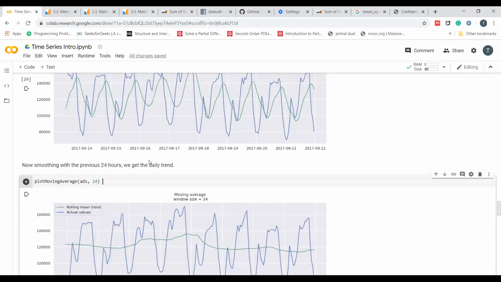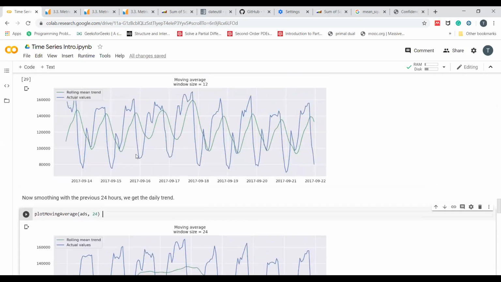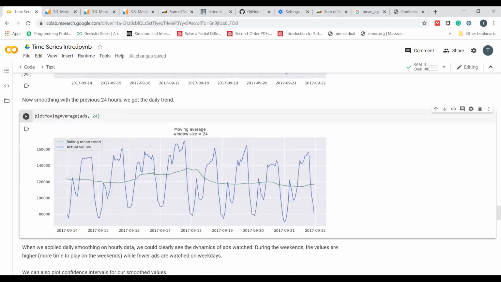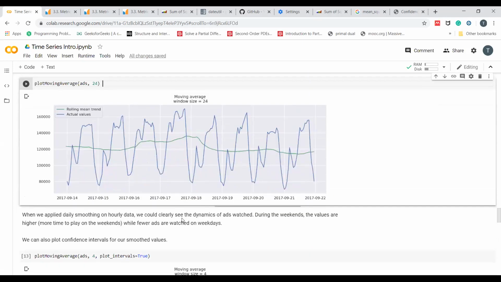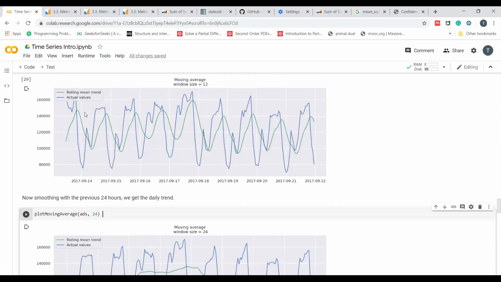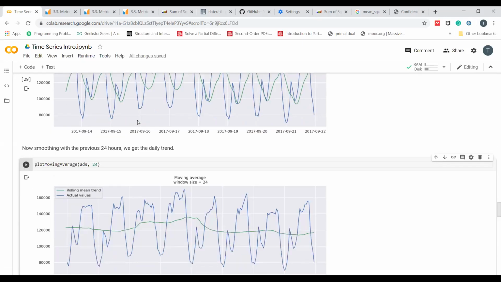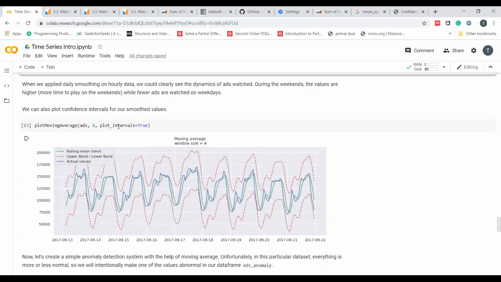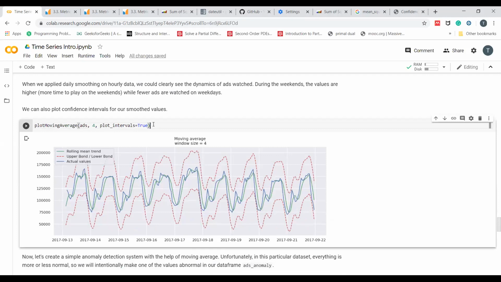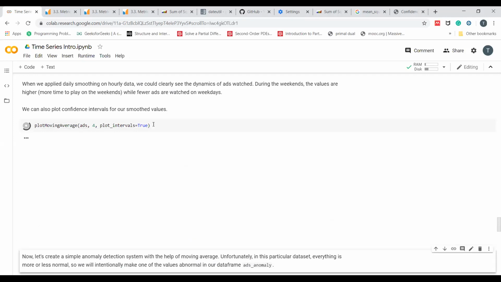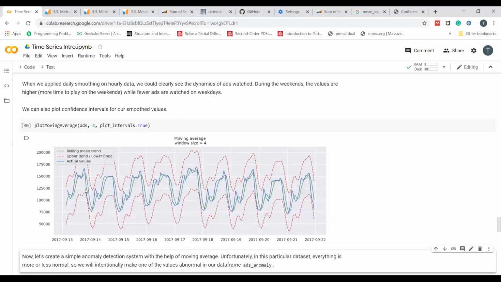But we can see in these figures that there's actually a trend that is changing. So probably during the weekdays, we get a lower amount of ads watched compared to weekends, where we get higher ads watched per hour. And if we plot the confidence intervals, we don't see any outliers in our data.